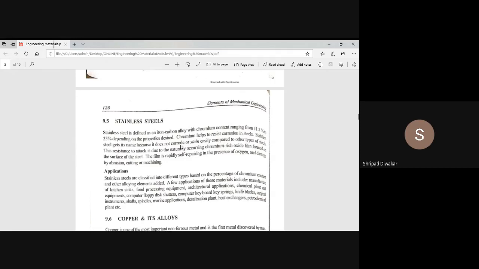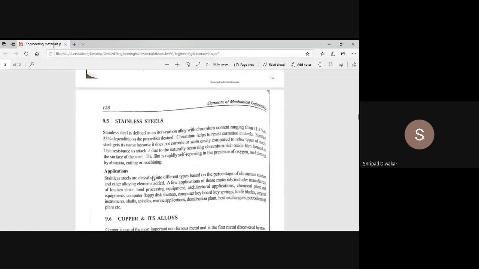Why the name stainless steel? Stain means corrosion, and less means they prevent the corrosion. That's why the name stainless steel. Stain means corrosion. They do not corrode the material.